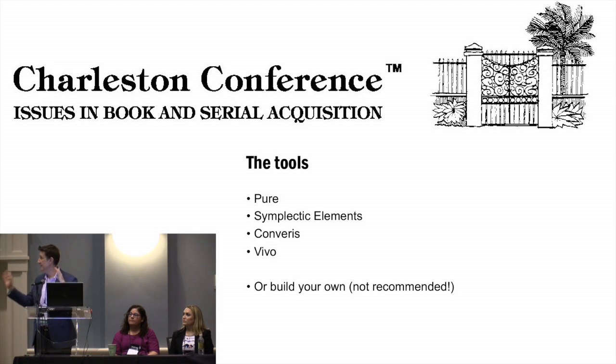And as Annie said, the companies behind these products are companies that, by and large, we've already done business with, though some of them are a little bit new. And some of them are outside the content space as well. Vivo originated at Cornell, and it's more open source. Converis comes from Thomson Reuters. Symplectic is ultimately part of the Digital Science Macmillan world. And then Pure, which we ended up working with, is ultimately part of Elsevier, but it was a European company originally. Making choices around these things is of huge importance.